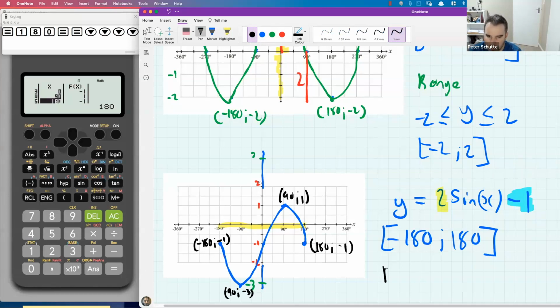Okay, now bonus question. What is the range of this particular graph that you've just drawn that has two transformations on it? What is the range for this graph that you've just drawn, this trig graph you've just drawn?